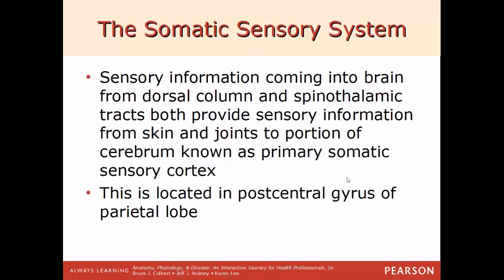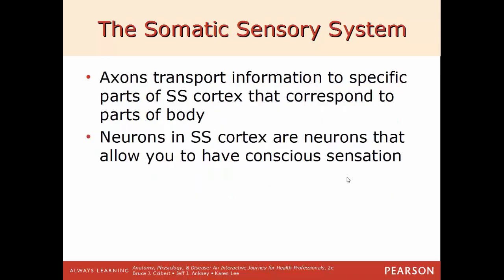Now, sensory information going into the brain from the dorsal column or the spinal thalamic tracts provides sensory information from the skin and the joints to a portion of the cerebrum called the primary somatic sensory cortex. Now, this is located in the postcentral gyrus of the parietal lobe. The axons will transport information to a specific part of the somatic sensory cortex that will correspond to parts of the body. So neurons in the somatic sensory cortex are neurons that allow you to have conscious sensations.